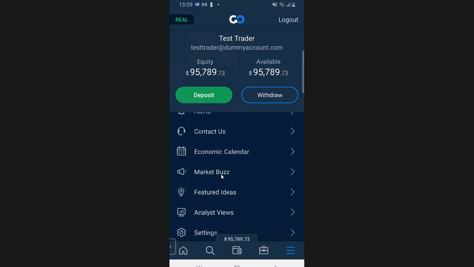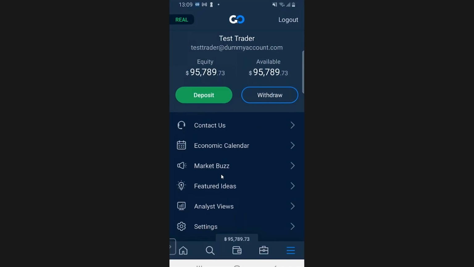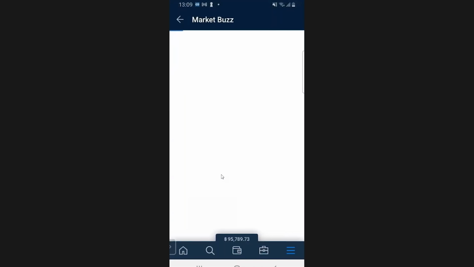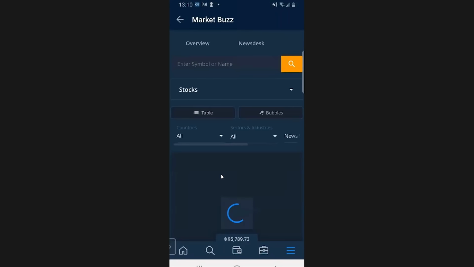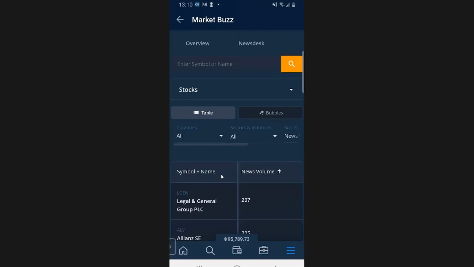Up-to-date articles, kind of web crawling, pulling articles from thousands of reliable sources right into one place in the Market Buzz. You can pick which stock you're interested in, tap on it, and it brings up the articles that relate to it. Real quick, I tapped on the Market Buzz. We won't spend a lot of time on it because we want to look at the technical analysis on some of these major instruments that are moving.